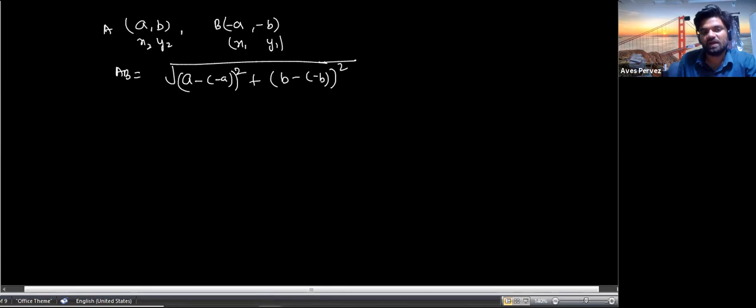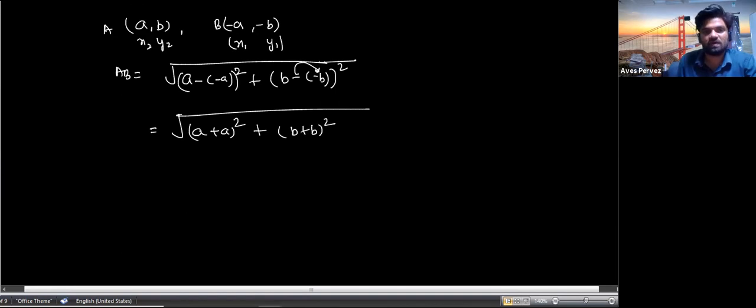So you can write here under root of (a plus a) whole square and then (b plus b) whole square. Minus means this minus will get multiplied with this one, and this will become b plus b whole square. Similarly, this minus will get multiplied with this one, and you will get plus a. So we will have 2a whole square plus 2b whole square.